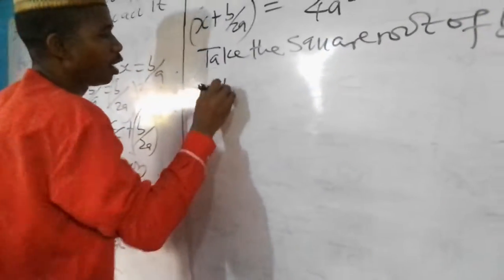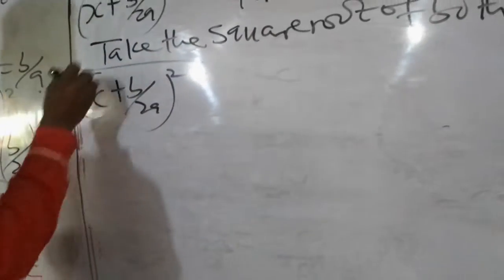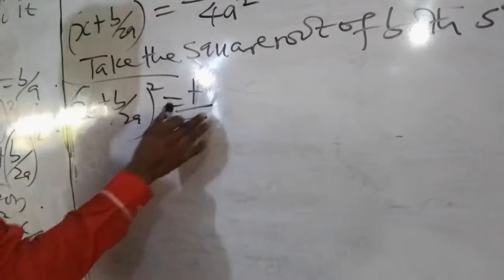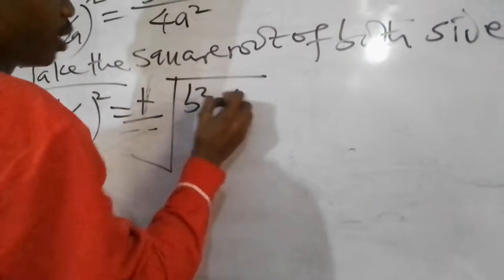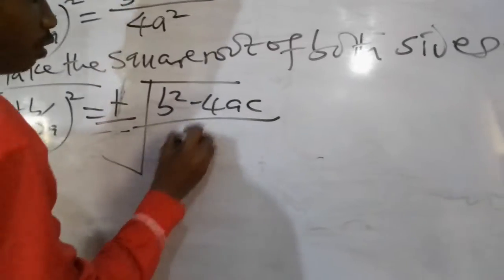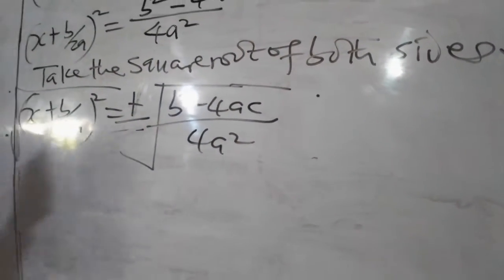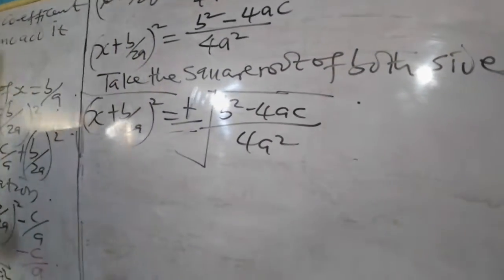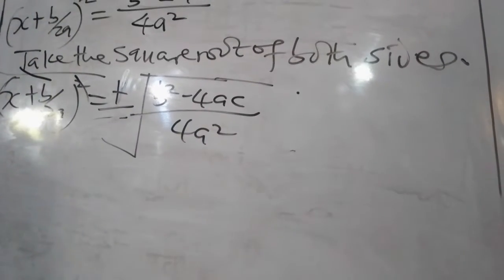That is x plus b all over 2a, everything in brackets squared. It equals what? The square root of a number is positive or negative. So positive or negative square root of what? b square minus 4ac all over 4a square. We don't have a square root of b square minus 4ac, but we can take the square root of 4a square, which is 2a, because the square root can cancel the square according to the indices.